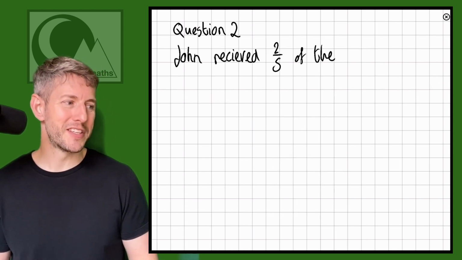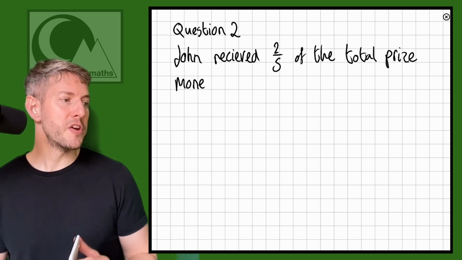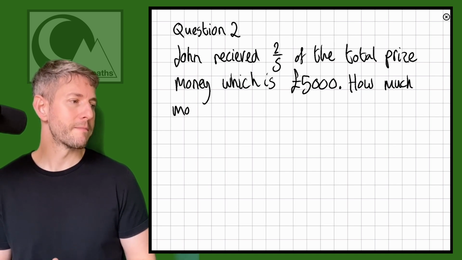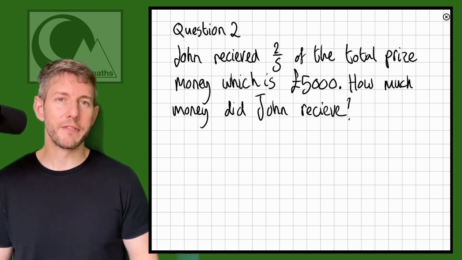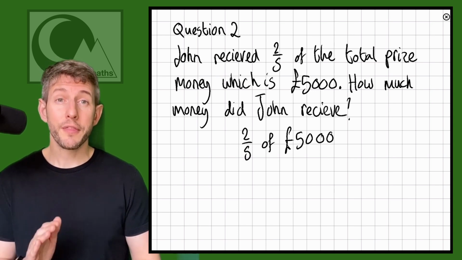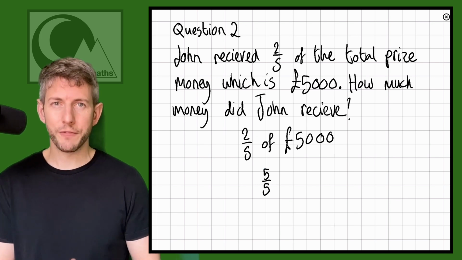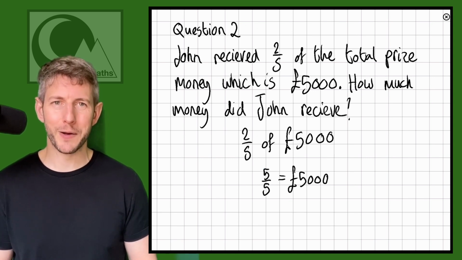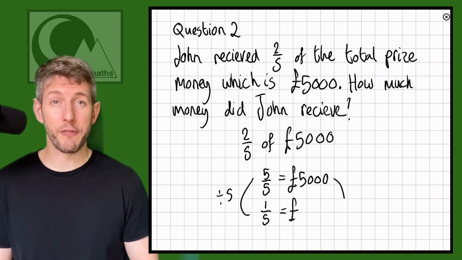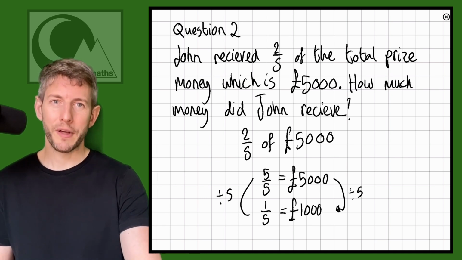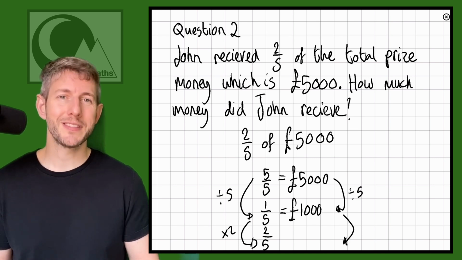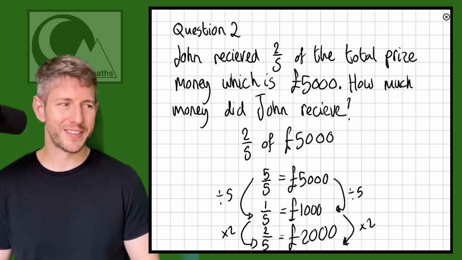Let's have a look at question 2. John received 2/5 of the total prize money, which is £5,000. How much money did John receive? We've got 2/5 of 5,000, so the whole amount was 5,000. So 5/5 equals 5,000, which means that 1/5 is going to be 5,000 divided by 5, which is 1,000. That means 2/5 will be 2 lots of 1,000. Therefore 2/5 is £2,000.